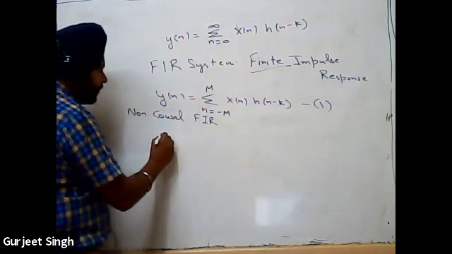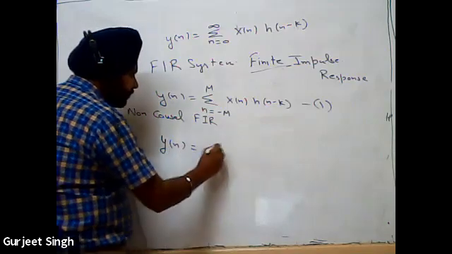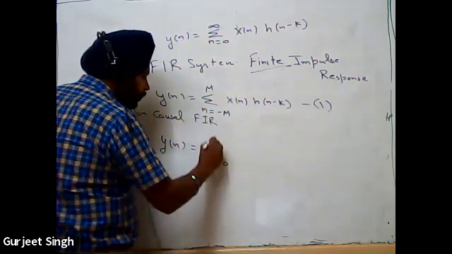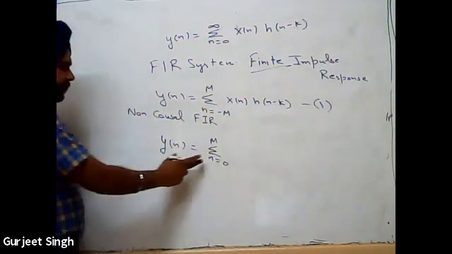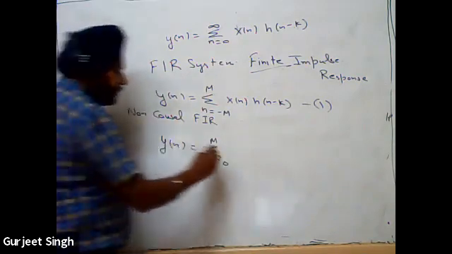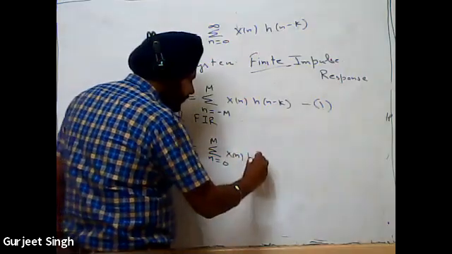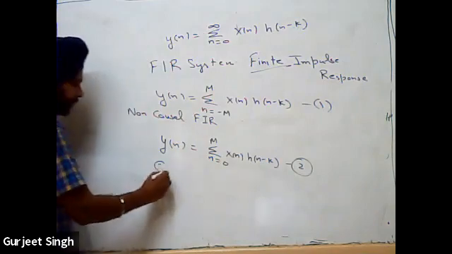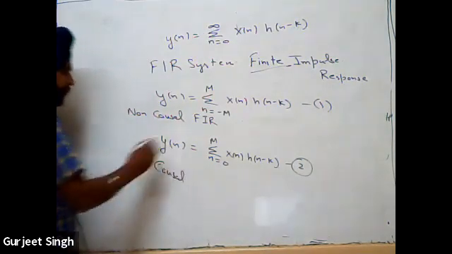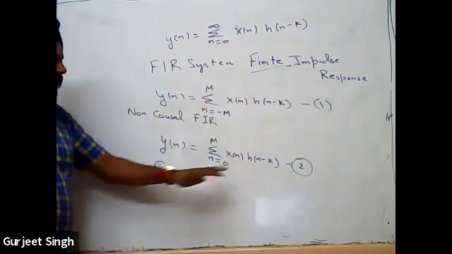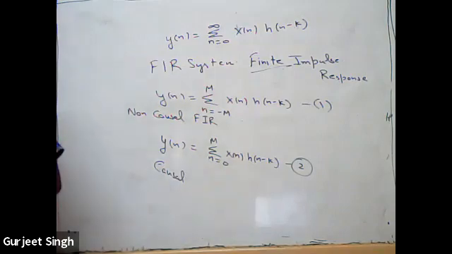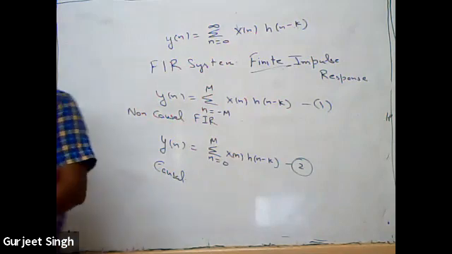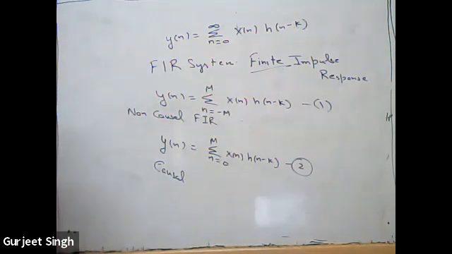Then if I am writing y[n] equal to summation k equal to 0 to M, now the range I am taking is 0 to M, x[k] h[n minus k]. This is the second equation. This equation is for the causal system, because here we are not taking the negative values of n. This equation is for the causal LTI system, and the above one is for the non-causal LTI system.